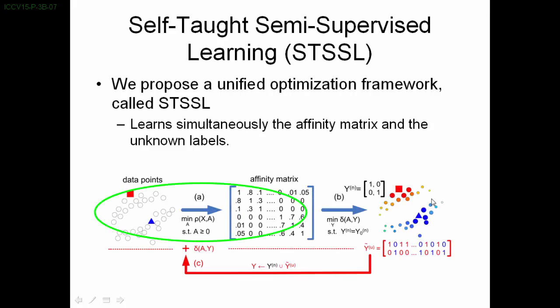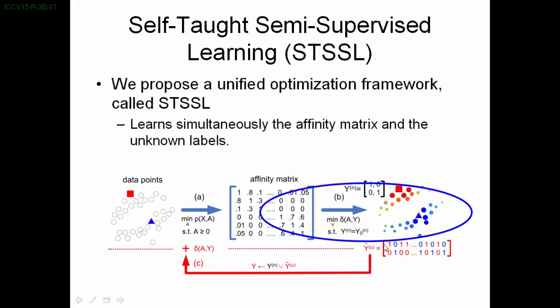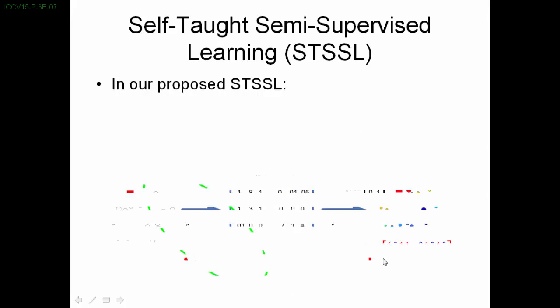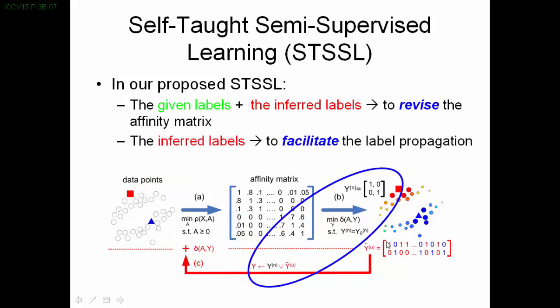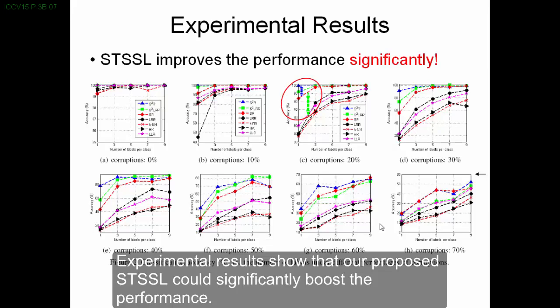In this paper, we propose a unified optimization framework called self-taught semi-supervised learning, which learns simultaneously the affinity matrix and the unknown labels. In our proposed approach, the given labels and the inferred labels are used to revise the affinity matrix. And the inferred labels are also used to facilitate the label propagation. In experiments, we show that our approach improved the performance significantly.